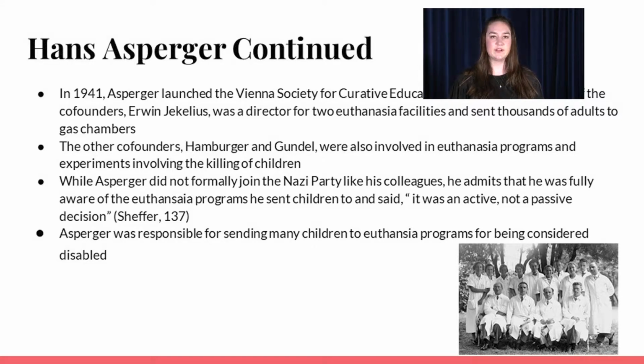So Asperger never formally joined the Nazi Party, but when he was deciding if a child he was assessing had a hopeful case or not, if he judged the child to not be worthy of treatment, he would put them in the hands of either Jekelius, Hamburger, or Gundel, which would result in experiments on the child killing them, or straight to a concentration camp which killed them.